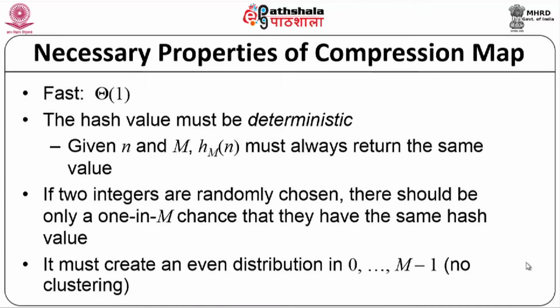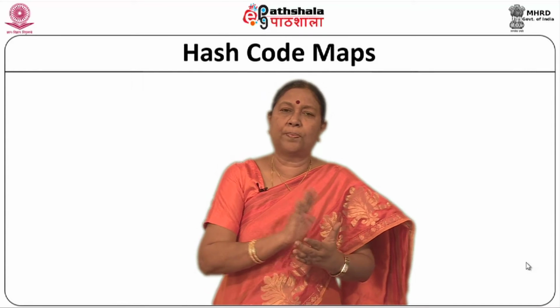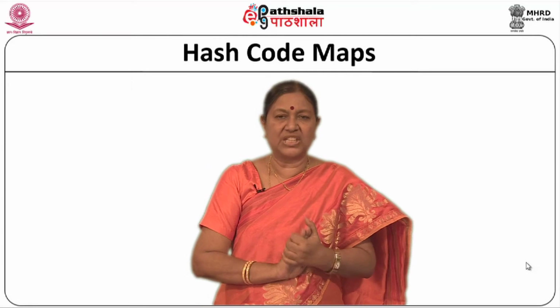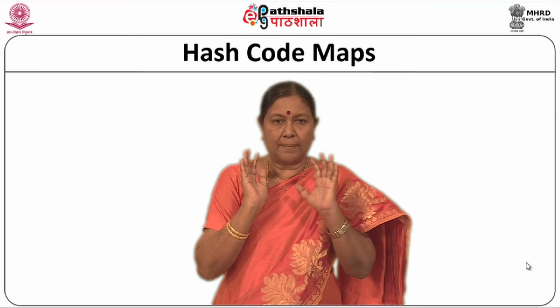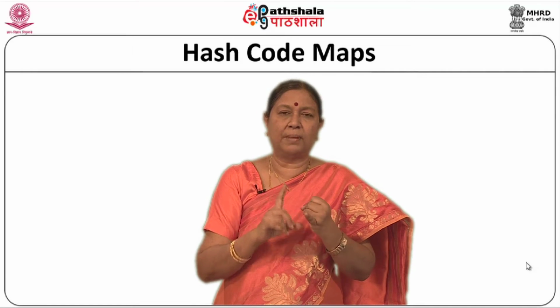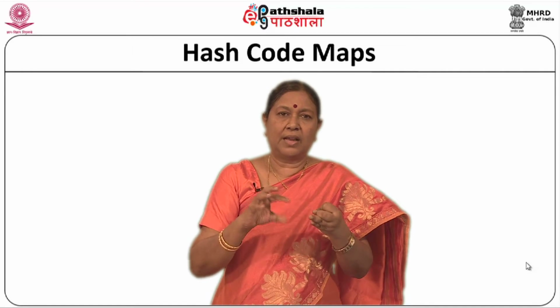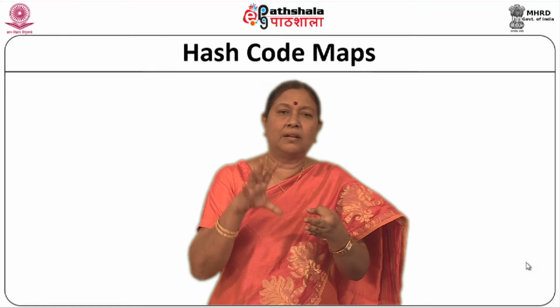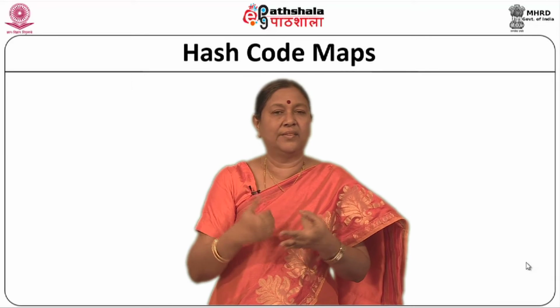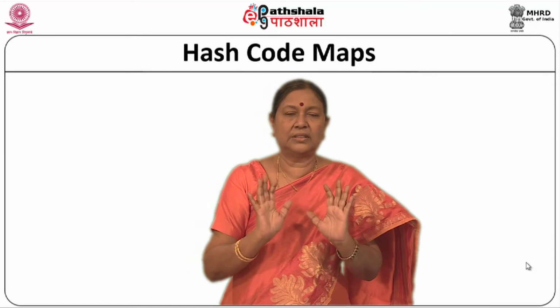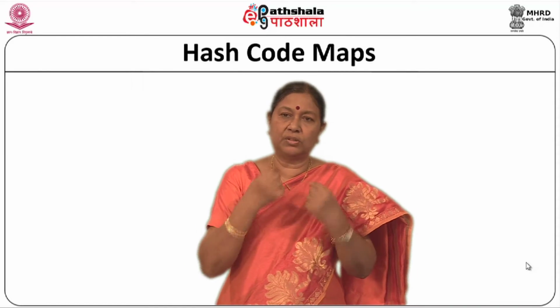So, that is important. Now we have looked at the properties of the two functions that we talked about, the hash code map and the compression map. Both need approximately the same properties: they should be fast, deterministic, and evenly distributed. For the first one we say random, and here we say evenly distributed. So, this is the idea of the two functions. Now, we will go into the two functions.